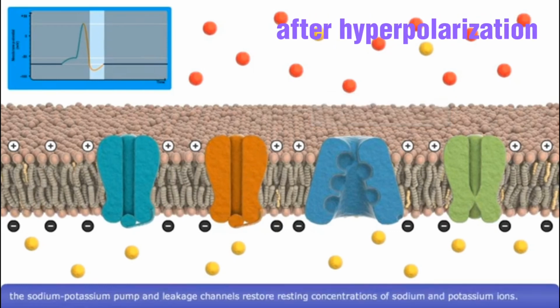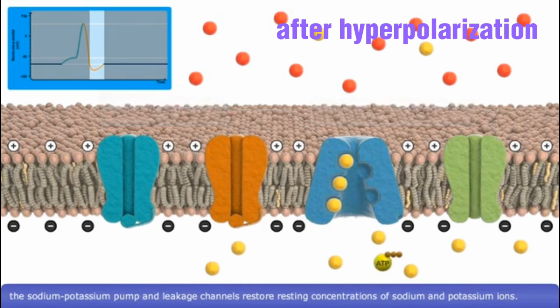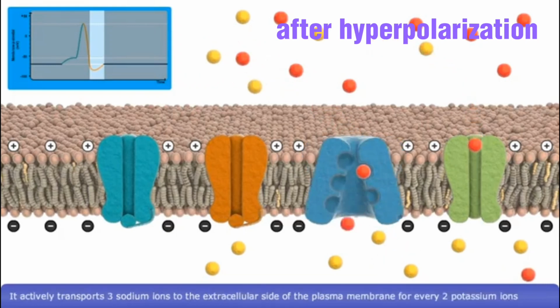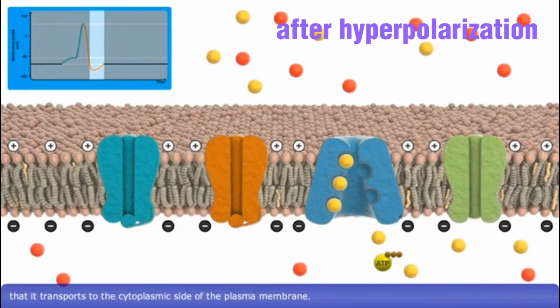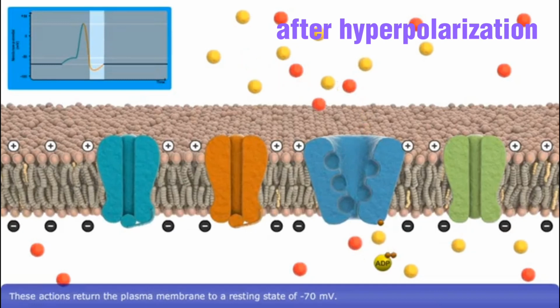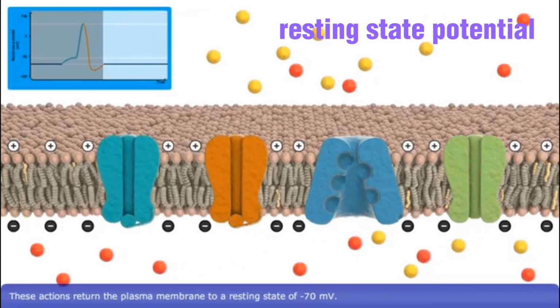After the potassium channels are closed, the sodium potassium pumps and potassium leak channels are activated to restore the concentration of sodium and potassium ions. Hydrolysis of ATP occurs, and sodium potassium pumps actively move 3 sodium ions outside the cell membrane and 2 potassium ions inside the cell membrane. This active transport against the concentration gradient increases the potential difference to minus 70 millivolt, which is resting state potential.